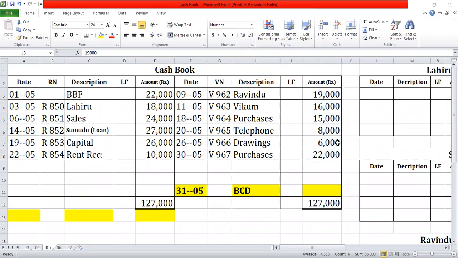Correct addition is 86. Get the balance carried. What we should do, 127,000 minus 86,000. It is exactly, yes, very good, 41,000. The last date of the month, BCD, the balancing figure. And don't forget to do this also. On the next month, that means 1st of June, the balance brought forward becomes 41,000.